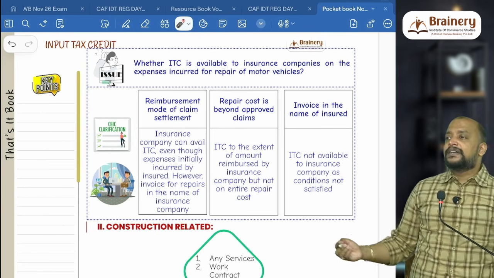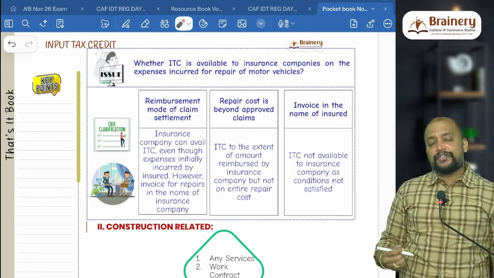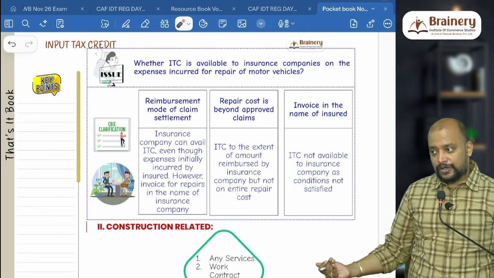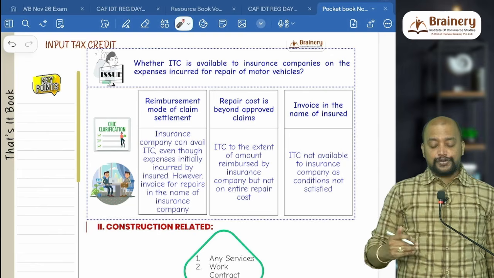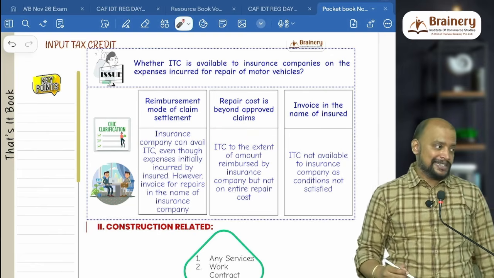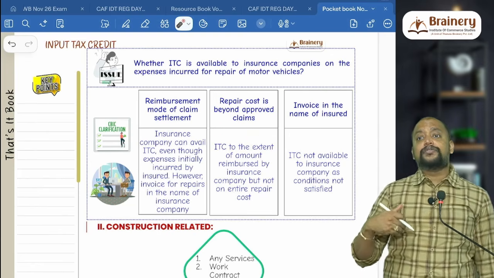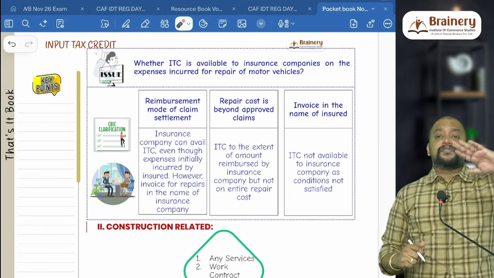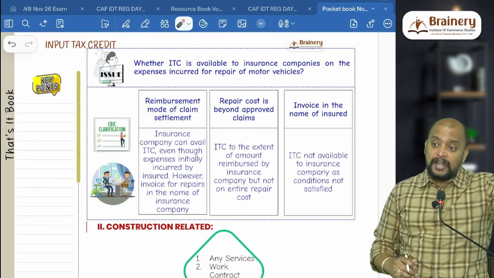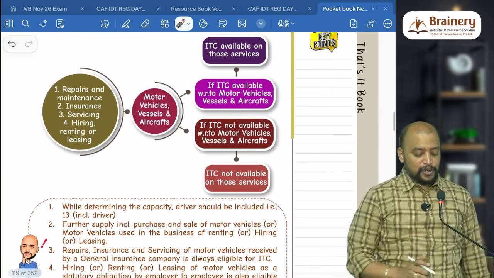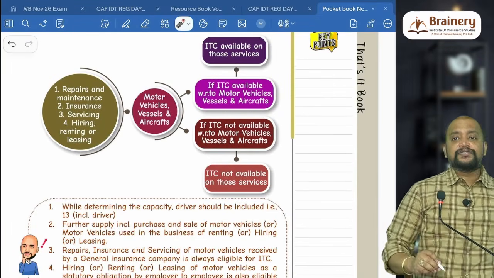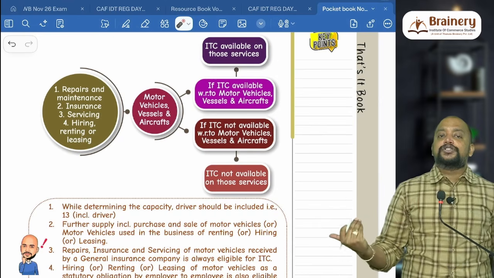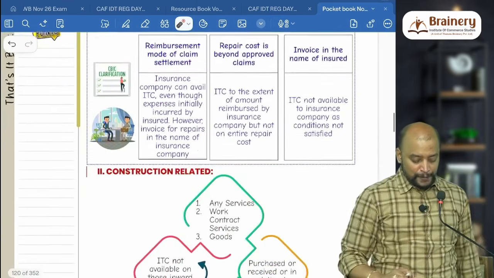Suppose they reimburse less than the claim amount. For example, if the repair cost is 1 lakh and they reimburse only 70,000, proportionate to 70,000 only they will be able to take ITC. If the invoice is in the name of the insured, the insurance company cannot take ITC, but availment of ITC by the insured depends upon whether the motor vehicle purchase, because it is a repair expenditure. So if the motor vehicle purchased is eligible for ITC, on the repair expenditure the insured can take ITC, otherwise no.